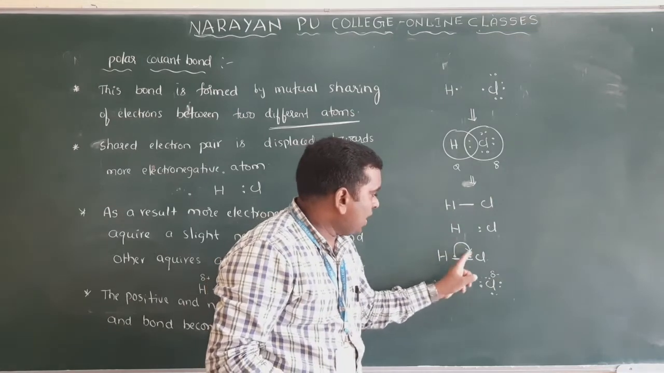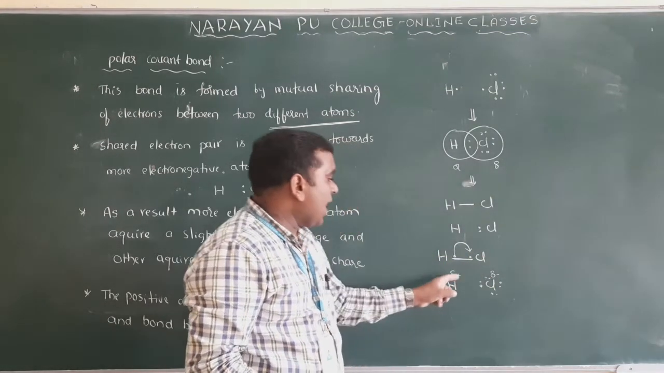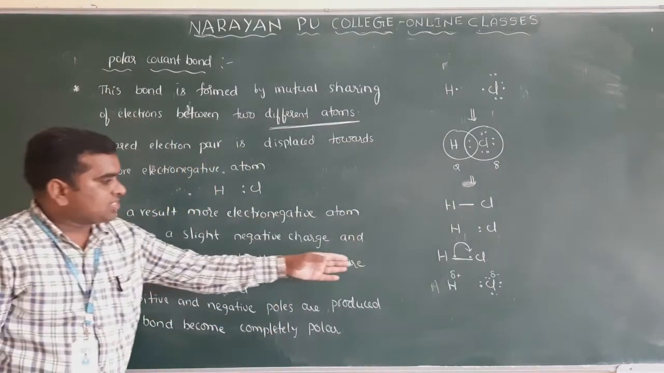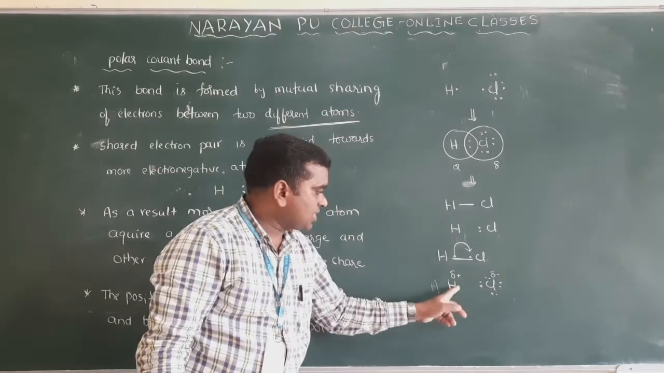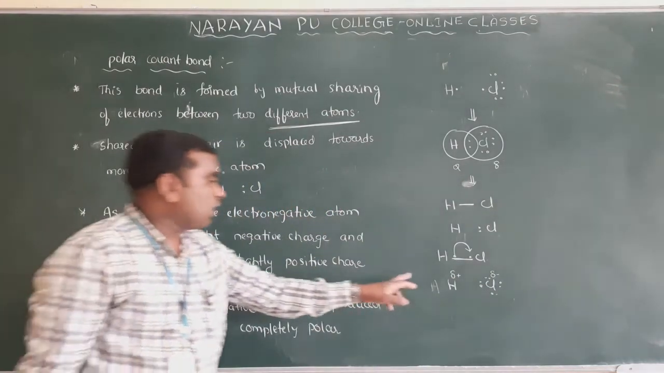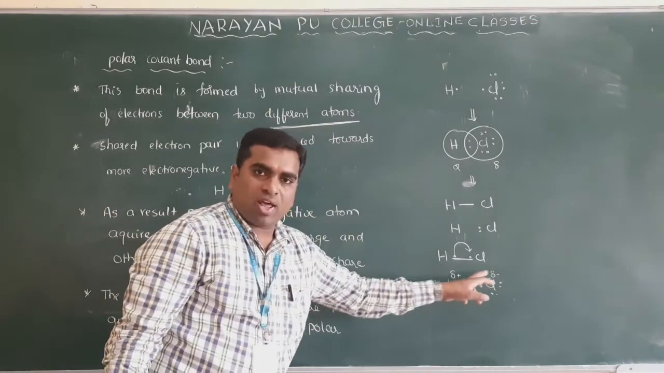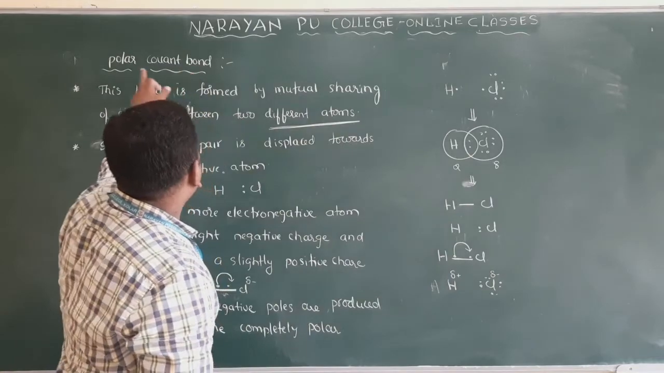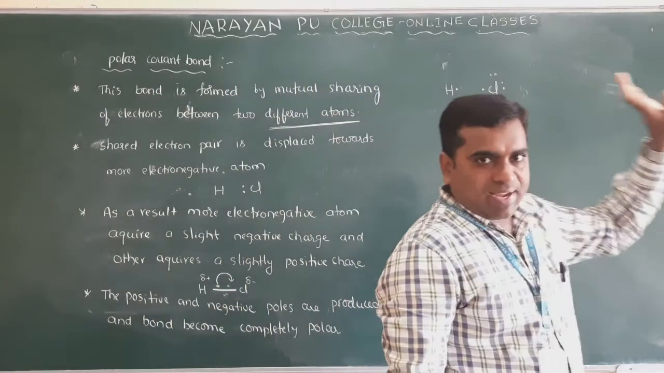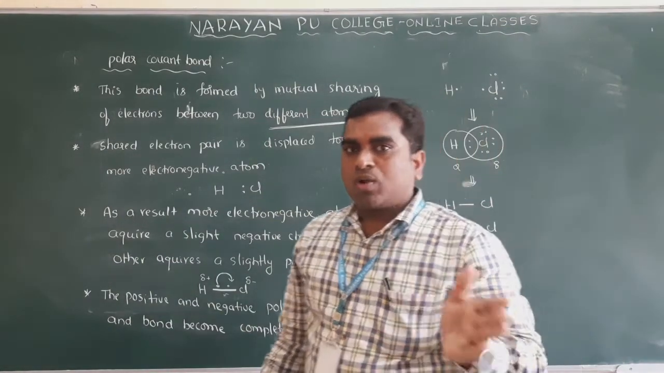So when the bond pair of electrons is shifted towards the chlorine, hydrogen acquires positive charge, and the other atom, chlorine, acquires negative charge. So the positive and negative poles are produced, and the bond is completely polar, and that bond we call a polar covalent bond. This is one of the examples. That is polar covalent bond and non-polar covalent bond.